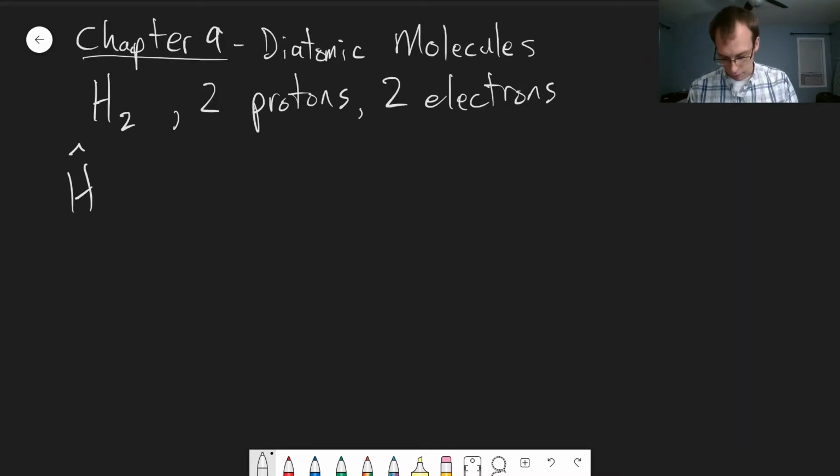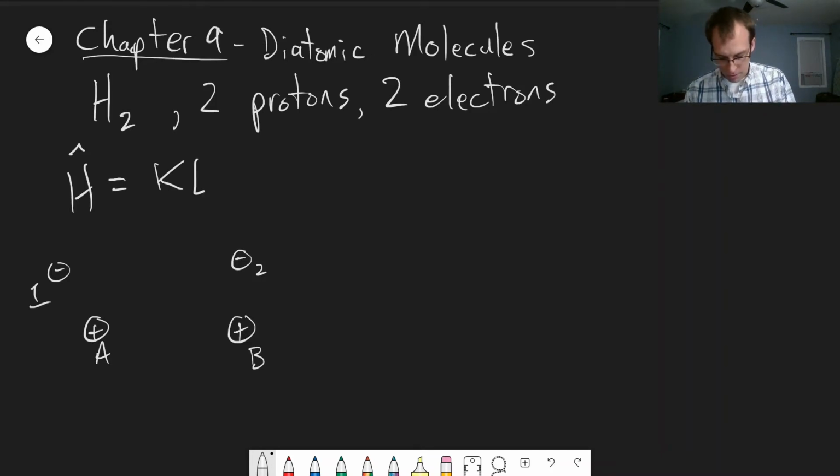Let's go ahead and map out our system. We're going to have nucleus A and B. We need to give them labels so we can keep track of them. Then we have electron 1 and electron 2. And now we have a lot of interactions going on here. So just going back to our first principles, the Hamiltonian is kinetic energy plus potential energy. And we're going to have kinetic energy.